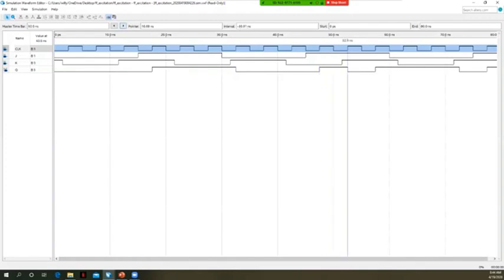Next rising clock edge, we have J and K both 1s. That's the toggle state. Previous to this, Q was a 1. It toggles now to 0. Next rising clock edge, J and K are both 1s. Q toggles, so since Q is a 0, Q now becomes a 1. Next rising clock edge, J and K are both zeros. We hold state. Q is a 1, it stays a 1.